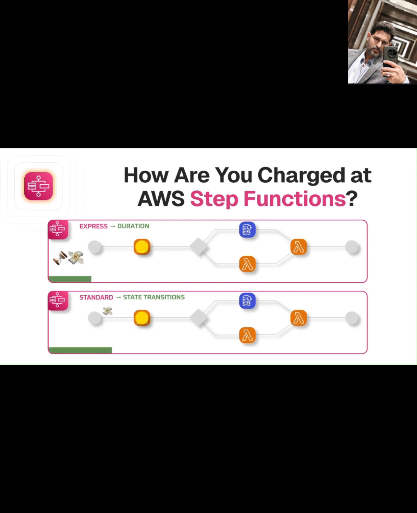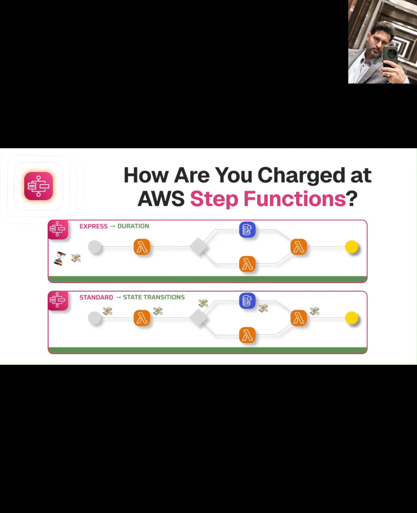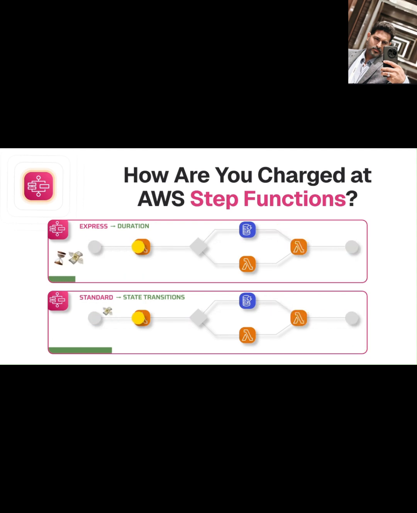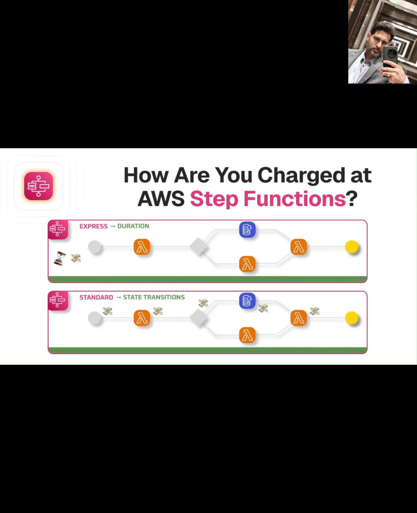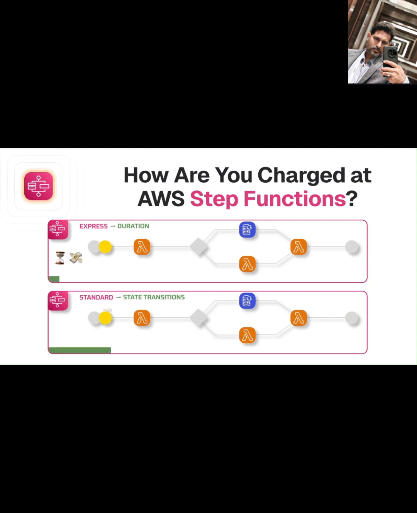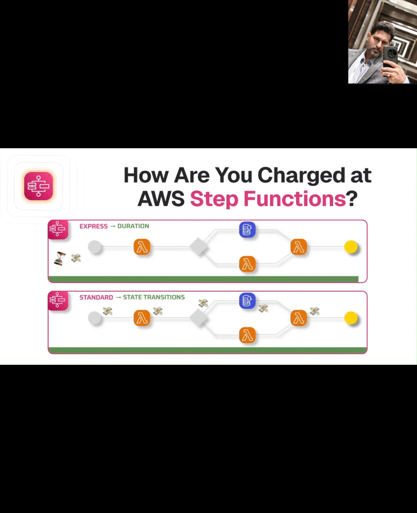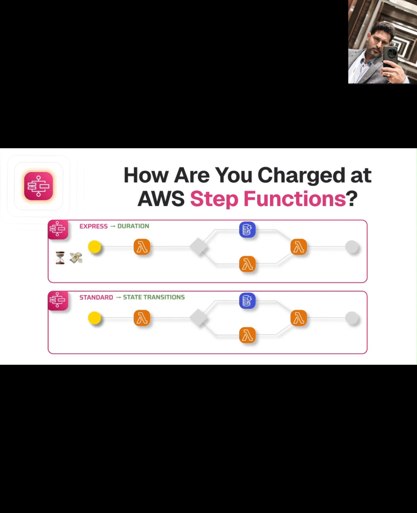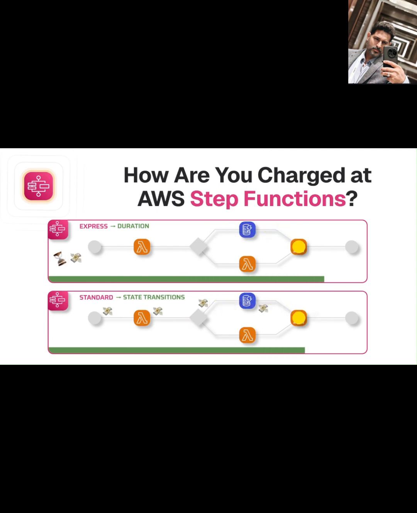Now, let's switch gears to Standard workflows. These are built for longer-running, more complex processes, like business workflows that need to wait for human approvals or handle retries. Here, AWS charges you based on state transitions. The diagram shows a similar setup. A Lambda function starts the flow, hits DynamoDB, and then moves to another Lambda. But this time, every time your workflow moves from one state to another, like from Lambda to DynamoDB, that's a state transition, and AWS counts each one. More transitions, higher cost. Standard workflows are perfect for tasks that need to run for hours or even days, with lots of steps and decision points.